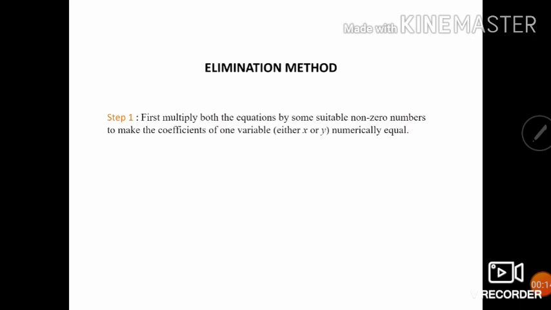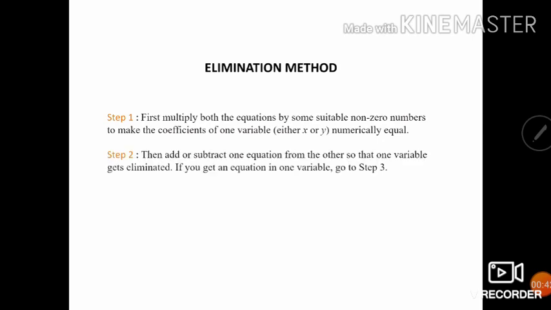Let us go over the steps that we need to follow in this method. First, we multiply both equations or one equation by some suitable number to make the coefficients of one variable, either x or y, numerically equal, whichever is convenient and involves less calculations. Then we add these two equations or we subtract these two equations so that one variable gets eliminated.